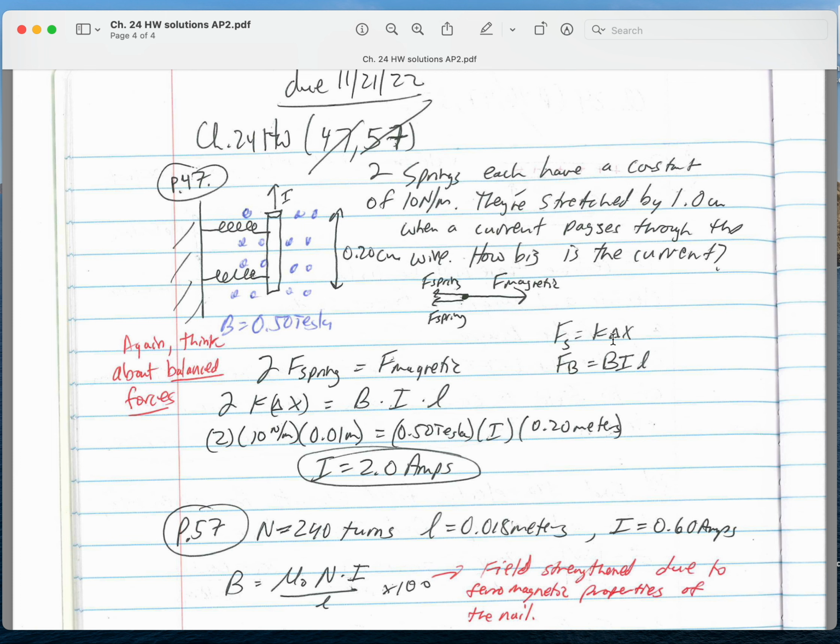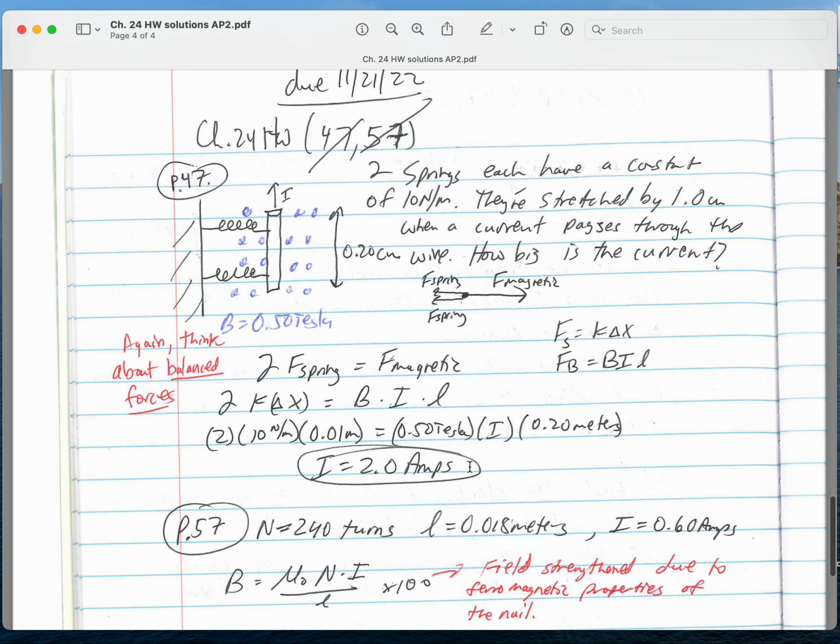Force on a spring via Hooke's law formula here, which is k times delta x, would equal the spring force, and B times I times L is equal to the magnetic force. So since those two are equal, I set them equal down here mathematically, and I get that the current is 2 amps.